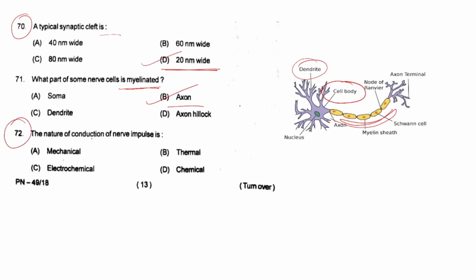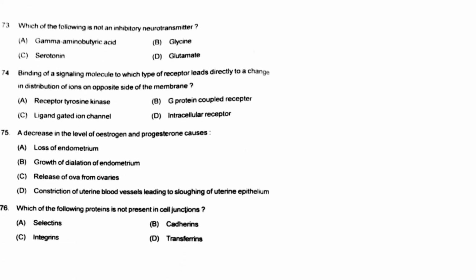Question number 72. The nature of conduction of nerve impulse is. The answer for this will be option number C, that is electrochemical. Next, question number 73. Which of the following is not an inhibitory neurotransmitter? Okay, this is asking about what is not an inhibitory neurotransmitter. First option is gamma aminobutyric acid.